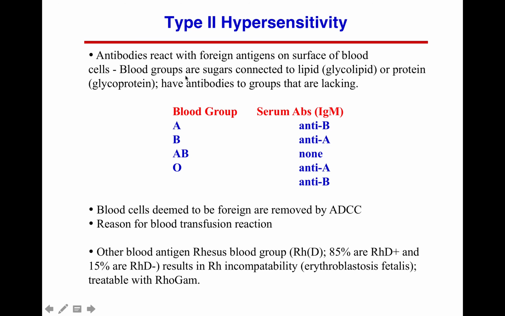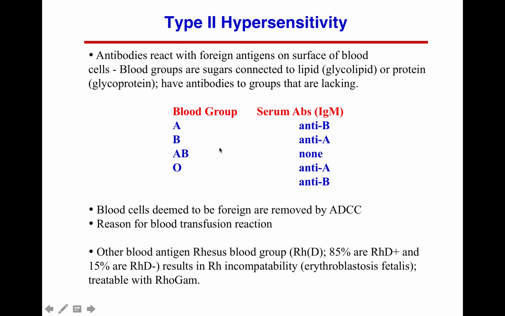These are called blood groups, and they're typically sugars or glycolipids or protein glycoproteins. And you're familiar with these because these are the blood groups. The blood groups are A, B, and O, and there's also Rh factor, which is the Rhesus blood group.